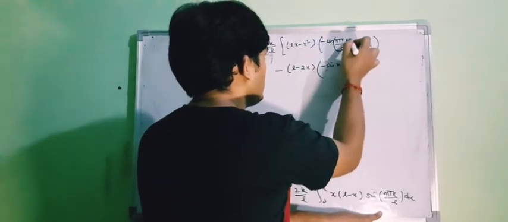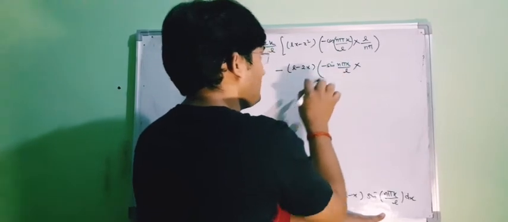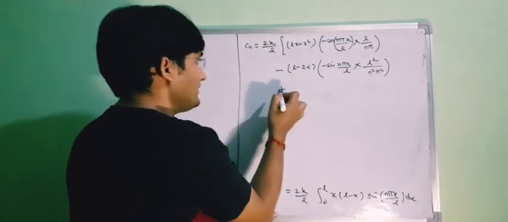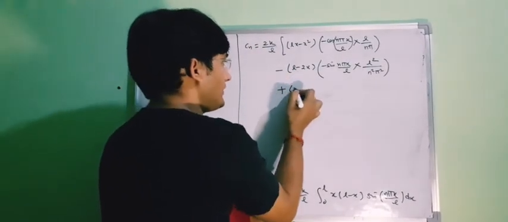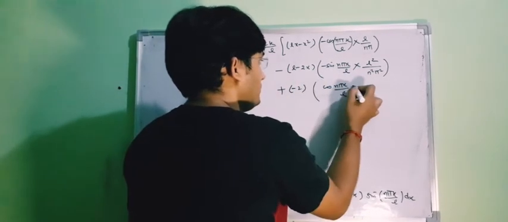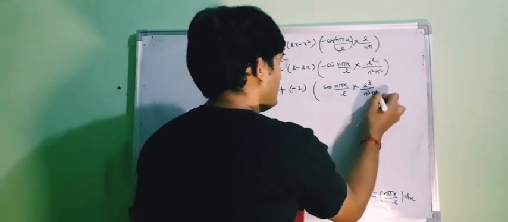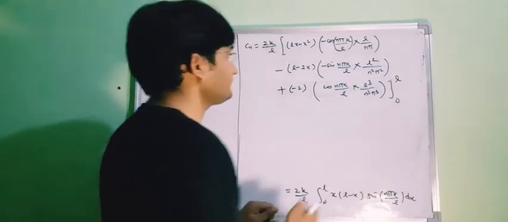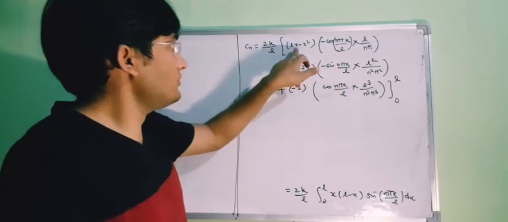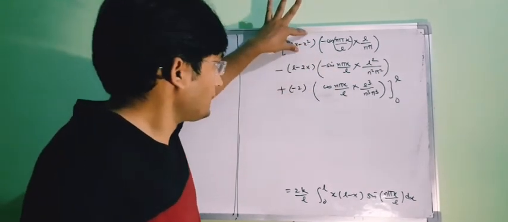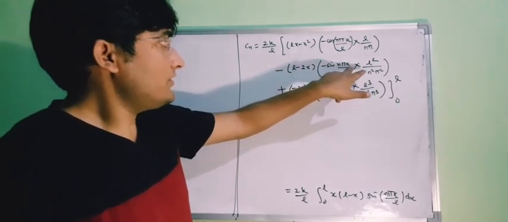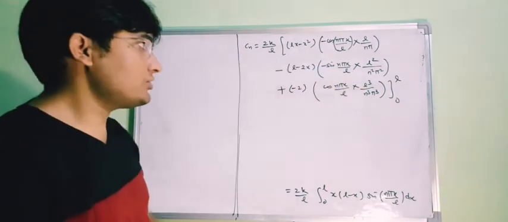Sine n pi x upon L, then we will have L square upon n square pi square. Then again we will have plus sign. Now the differentiation of this one will be minus 2, and the integration will be cos n pi x upon L into L cube upon n cube pi cube, with limits from 0 to L. Now here you can see that the first term will be 0, because at x equal to L, this will be L square minus L square, so this is 0. The second term will be 0 for the upper limit as well as the lower limit, because if x is L, then this will be sin n pi, and sin n pi is 0.